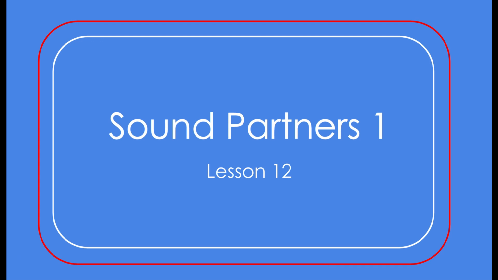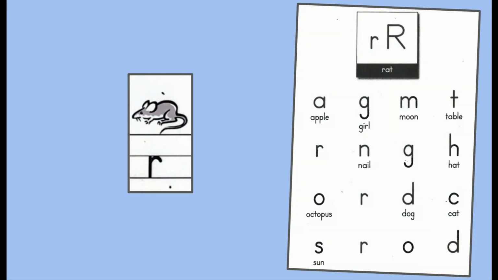Sound Partners 1, Lesson 12. Today we will learn about the sound like at the beginning of the word rat, the sound made by the letter R. Rat. Now let's practice identifying the sounds below.